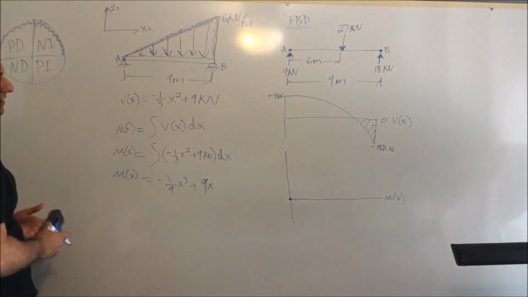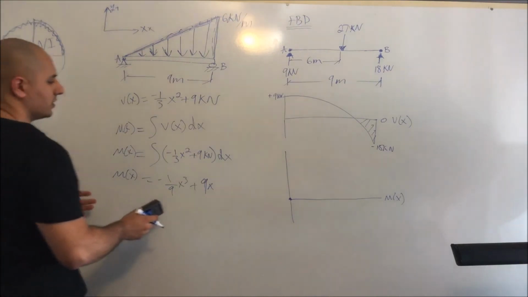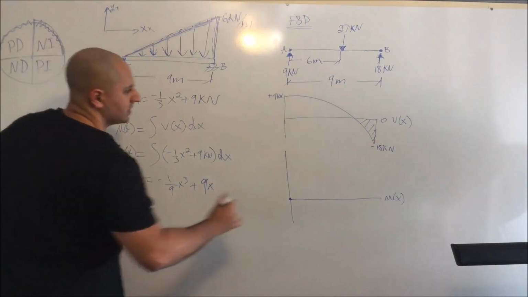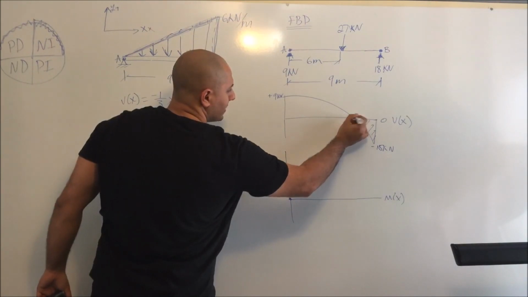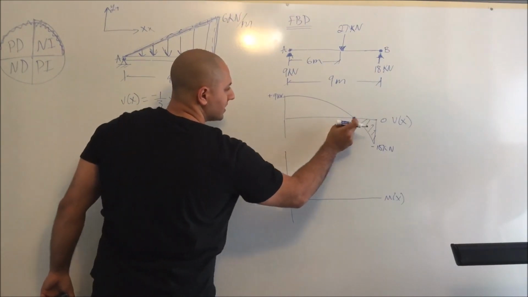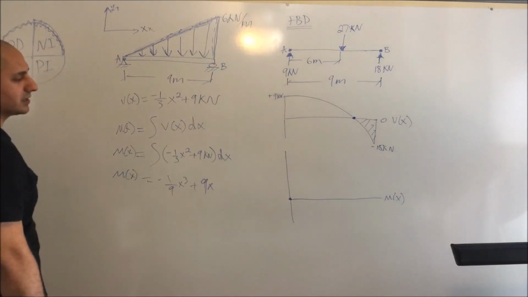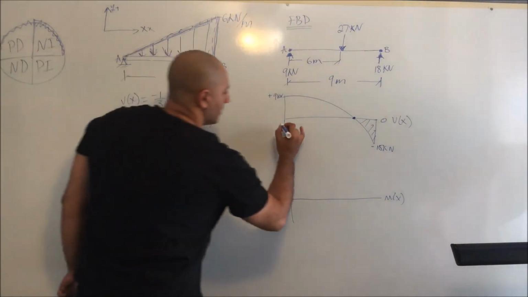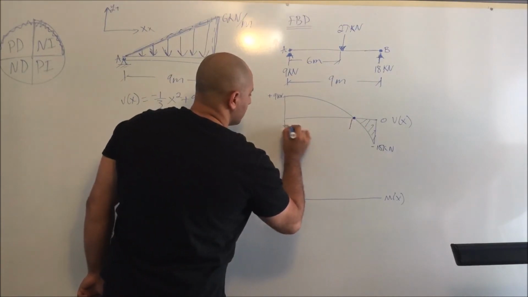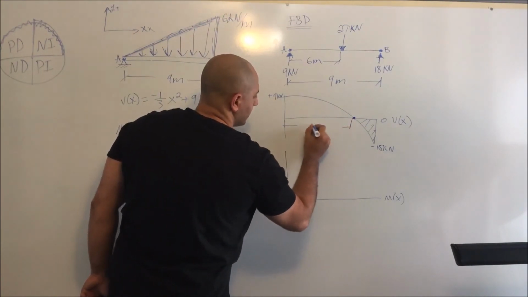What I want to do is find the actual peak. I need to know what this distance is, because any point that intercepts the x-axis is going to be my peak for the moment. It's going to be the maximum moment acting on this beam. So what I want to do here, I'll call that x.